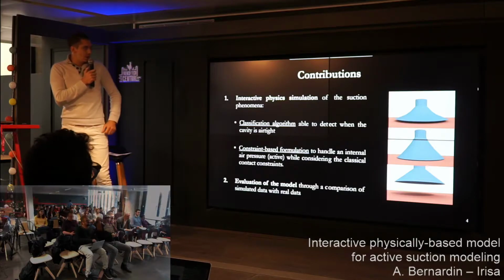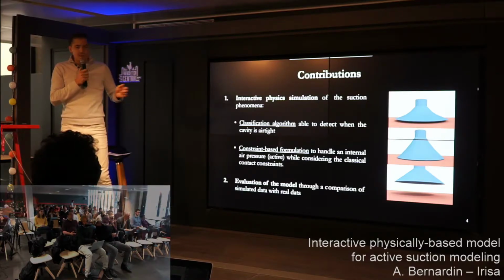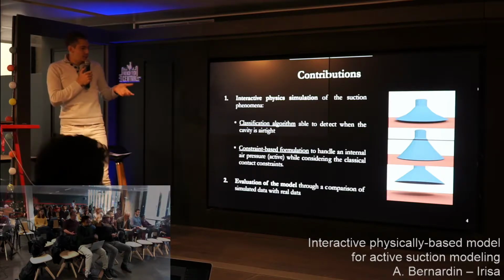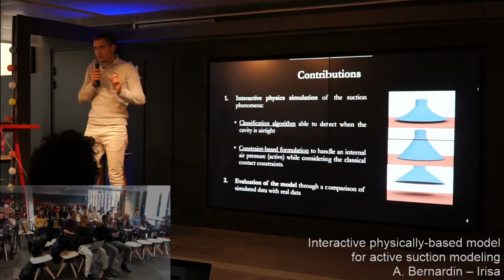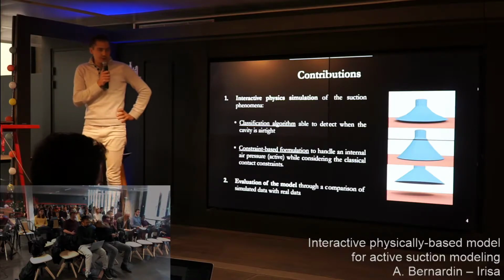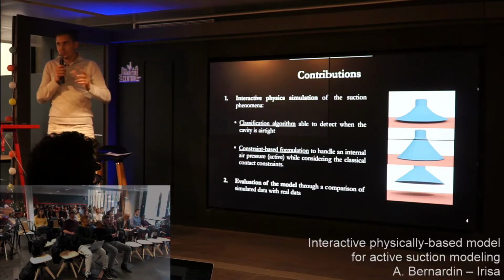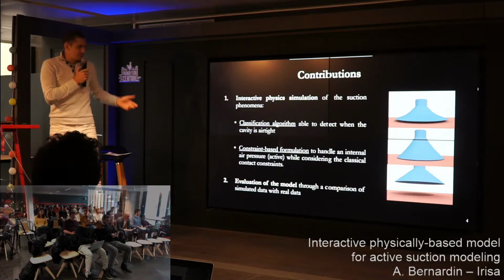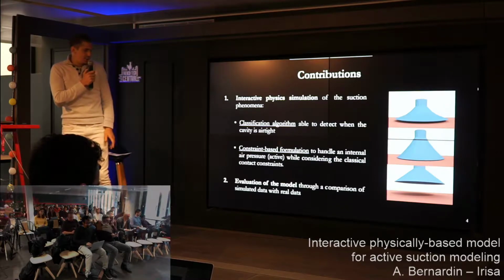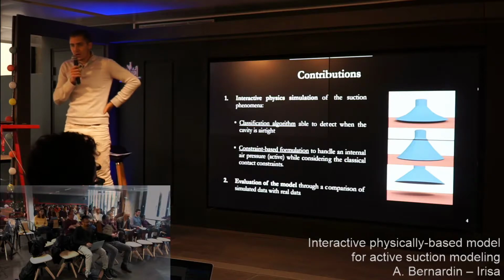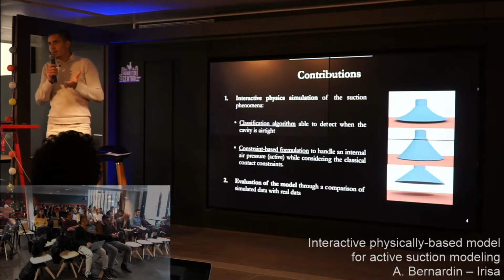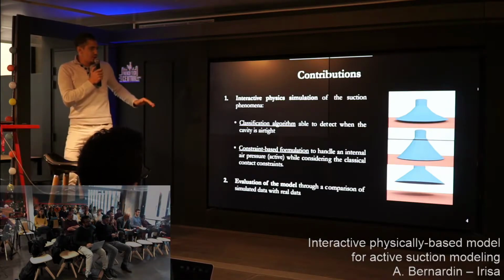Our contributions are a classification algorithm, which is able to detect if the cavity of the suction cup is airtight or not, and we formulate the active pressure of the suction cup as a constraint while considering the classical contact constraints. So there is coupling between contact constraints and pressure constraints. The second part of the work is the evaluation of the model through a comparison of simulated data with raw data. In the next slides, I will talk about these two parts of the work.